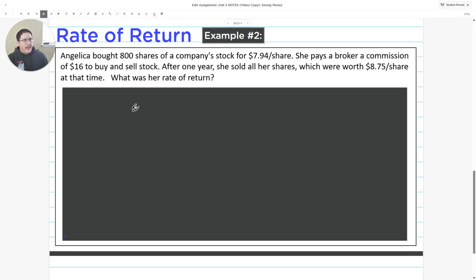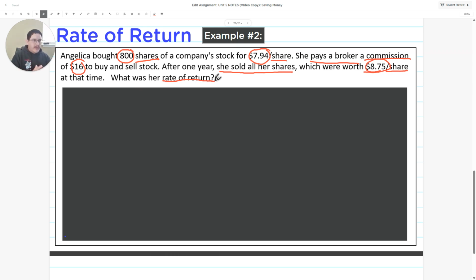So Angelica bought 800 shares of a company for $7.94 per share. She pays a broker a commission of $16 to buy and sell the stock. After 1 year, she sold all her shares, which were worth $8.75 per share at the time. What was her rate of return?